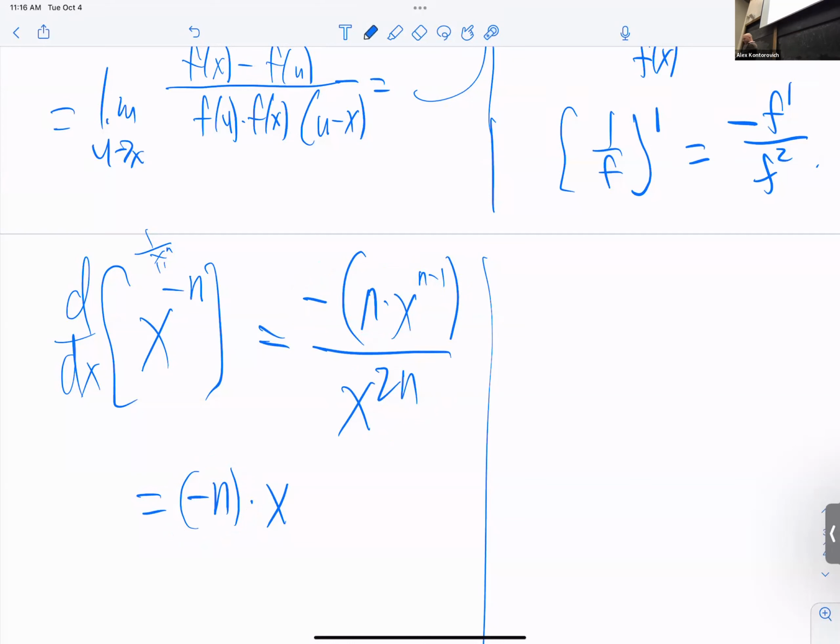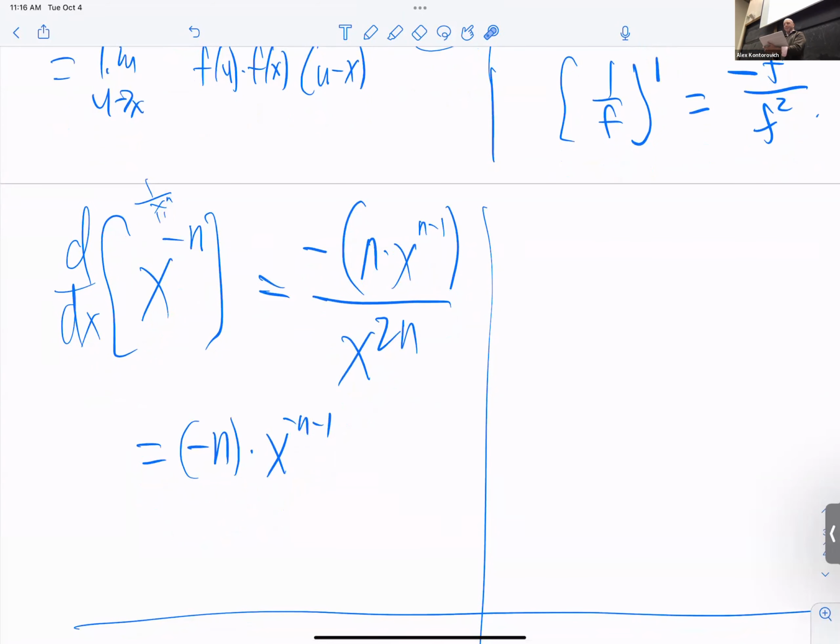Negative n minus 1. There's a plus n and a minus 2n, so that gives us a minus n, and then there's a minus 1. And look at what that is. Whatever the exponent was, that exponent came down, and we got 1 less in the exponent. So the power rule continues to hold even on the negative numbers.